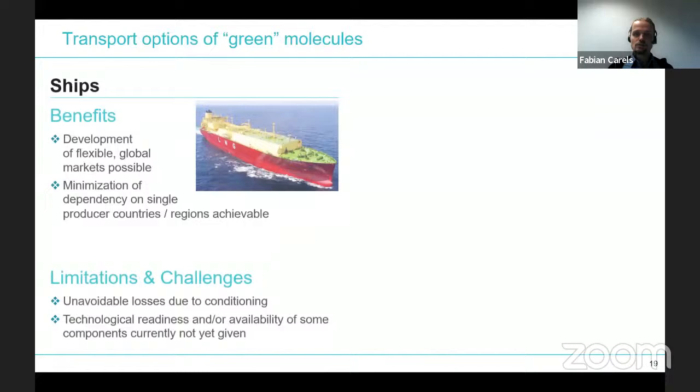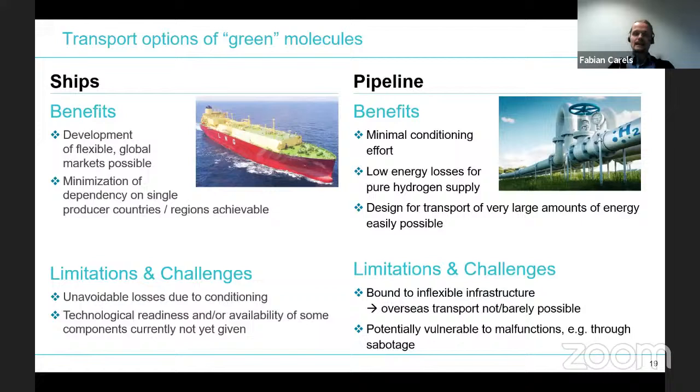So the transport by ship is characterized in particular by its high degree of flexibility. This enables, for example, the development of global markets as we see it currently for the mentioned fuels, and allows a comparatively low dependency on individual export or import regions. Challenges can be seen in the high conditioning effort, which leads to additional energy losses, when we go this way, especially in the green molecules. I will go into this aspect in more detail later in my presentation. A further hurdle can be seen in the fact that not all components for the transport of hydrogen and its derivatives by ship are currently technologically mature.